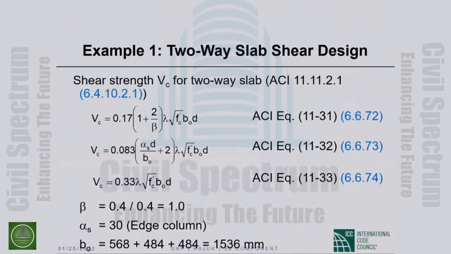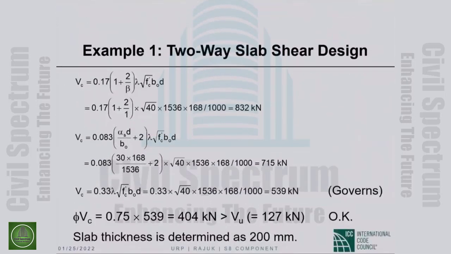We do the same computation of punching shear strength of the concrete. The beta is still 1.0, but alpha sub s changes to 30 because this is an edge column, and b sub 0 changes because there are only three faces to the critical section, comes to 1536 millimeters. The first formula gives us 832, second formula gives us 715, third formula gives us 539. All the numbers are smaller than for the interior column, as you would expect. And then that gives us a design shear strength of 404 kilonewtons, which is sufficiently over 127 kilonewtons.